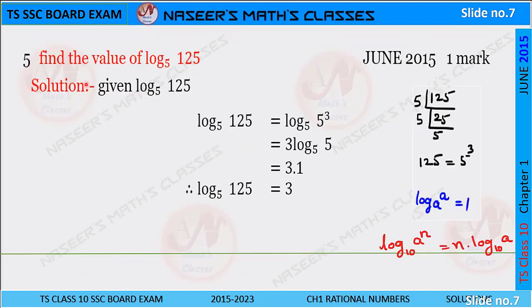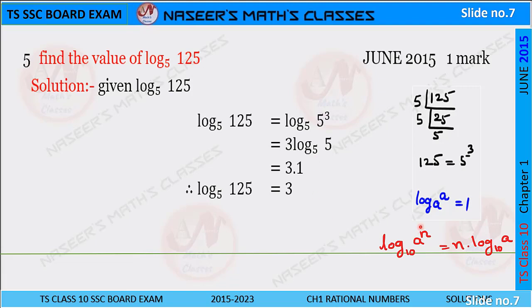We are going to solve the fifth problem. It is given that find the value of log 125 base 5. So to find this one, find the factors of 125, then we get 125 is equal to 5 cube. Then log 125 base 5 is written as log 5 cube base 5. Here log 5 cube base 5 is in the form of log a power n base 10 is equal to n into log a base 10. Then we can write it as 3 log 5 base 5.